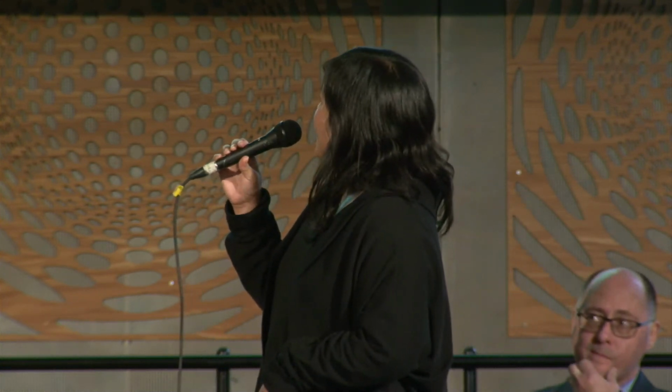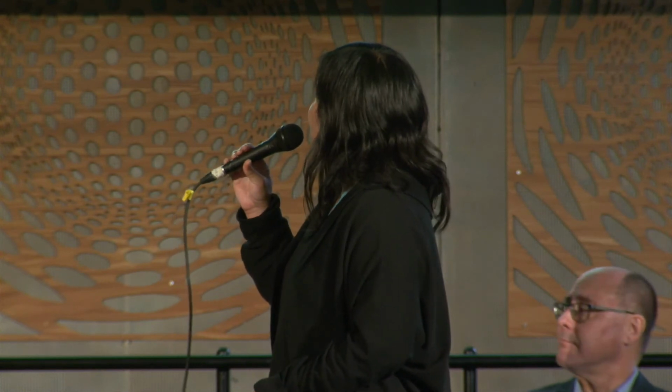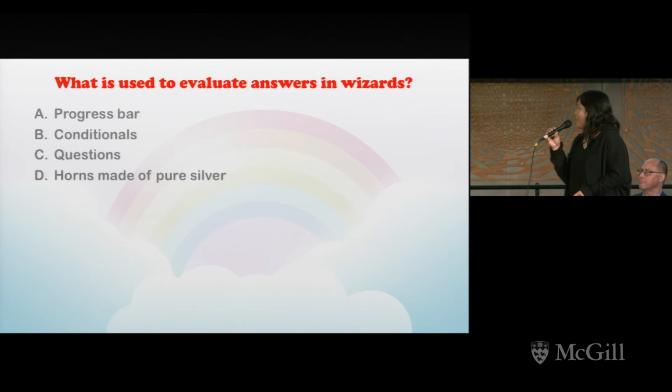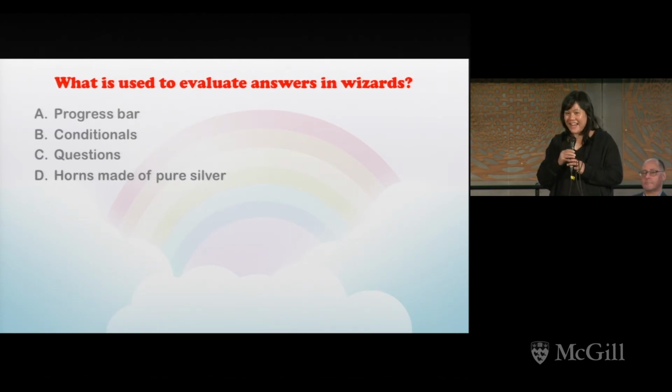So this question's a little bit easier. So the question is, what is used to evaluate answers in wizards? And the 4 options are A, progress bar, B, conditionals, C, questions, and D, horns made of pure silver. So enter your answers in now. I'll try and get it right this time.